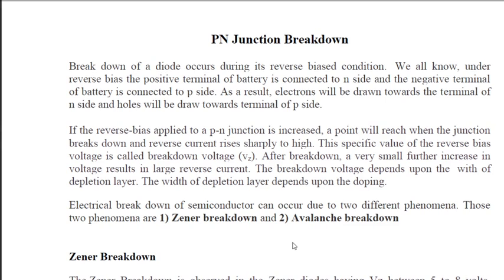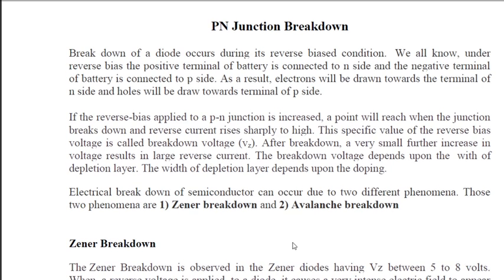Under this condition, we have seen in the last class that the current carriers are minority carriers. That is, the electrons in the n side will be attracted towards the positive terminal and the holes in the p side are attracted towards the negative terminal of the battery. Because of this there won't be any charge carriers crossing the pn junction, hence the current will be very less. The only possible current in reverse bias is due to the minority carriers present in the pn junction.